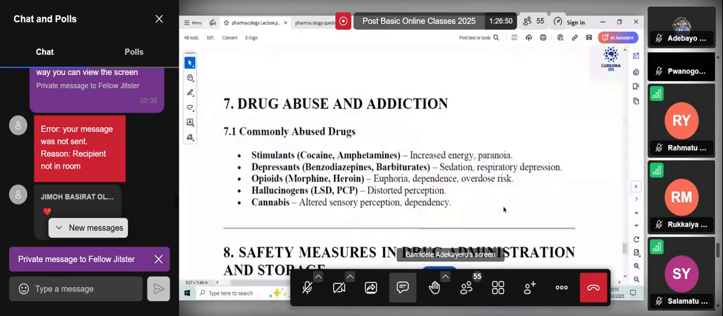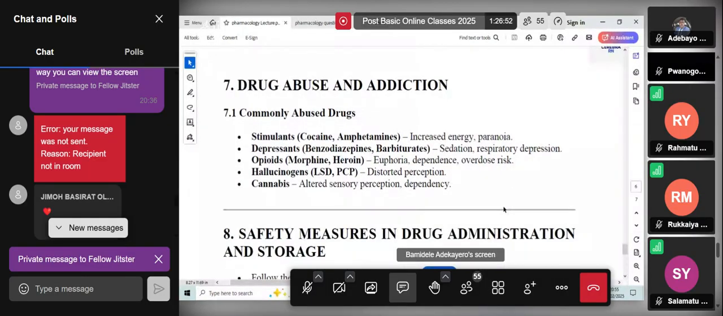Drug abuse. Some of these medications can be abused. Stimulants are easily abused: cocaine, amphetamines, because it gives them energy, it gives them the feeling of euphoria. So we should know about them. Some depressants also can be abused: diazepam, phenobarbital, all of those can be abused by patients. Opioids can be abused. Hallucinogens can be abused. Cannabis, all of these can be abused. They can be prescribed legally, but we should know that they can be abused.